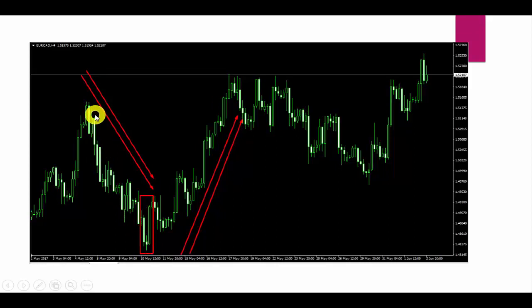As you can see, the market was falling. This is the chart of EURCAD H4 time frame. The market was falling right from this level to here. Now you can see this candle was a strong bearish candle. First candle I have explained in all the conditions. First candle is bearish, so this candle is bearish.